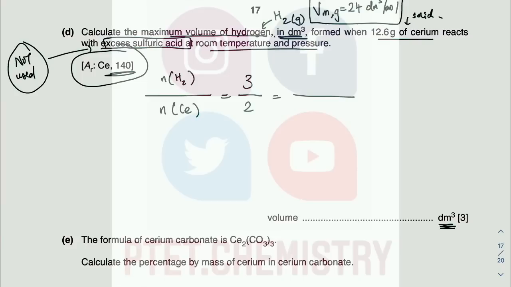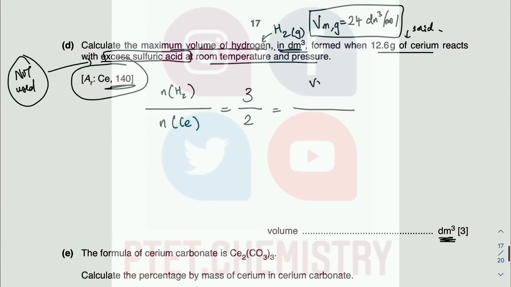The mole of hydrogen, because it's a gas, is going to be the volume of the hydrogen in dm cube divided by 24 dm cube per mole. So that will give you mole. That is mole. So the unit carries through, yeah.